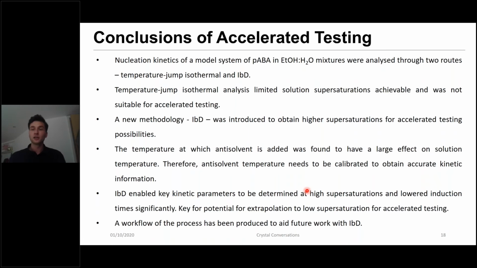kinetic information. IBD enabled kinetic parameters to be determined in the same manner as temperature jump, and lowered induction time significantly, which is key for potential extrapolation to low supersaturation for accelerated testing. And through its use, developed a workflow for more standardized testing to aid future work with using methods such as this.